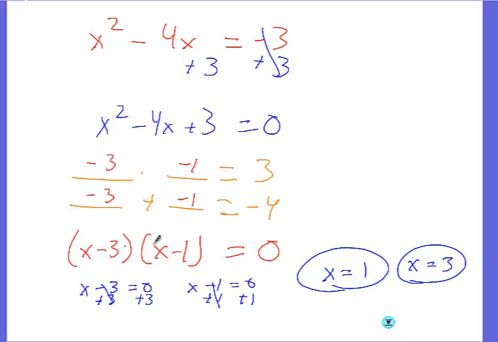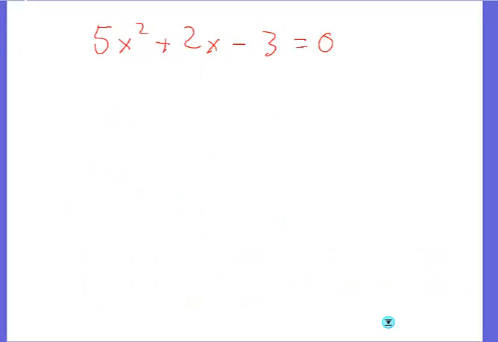Okay, so again, this would be the factoring. The solving is the extra step to find out what is x actually equal. So if you plug a 1 in, it would equal 0, or if you plug 3 in, it would equal 0. All right, hopefully you guys are starting to get this. All right, let's look at this problem.